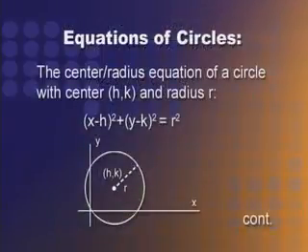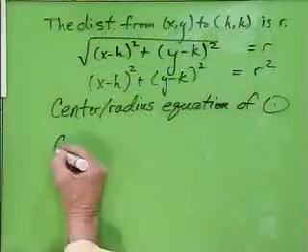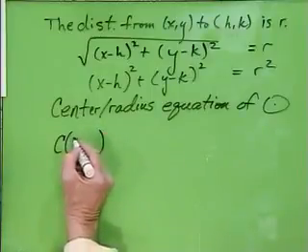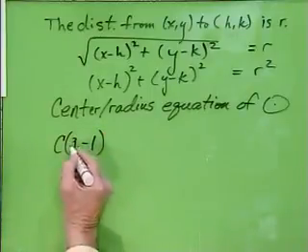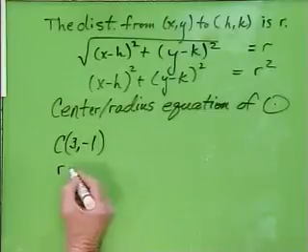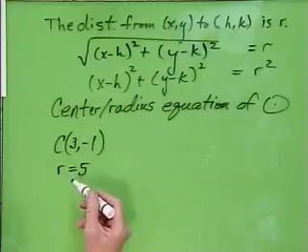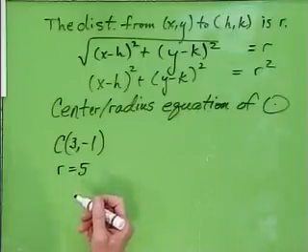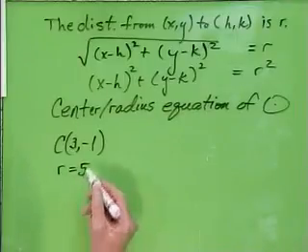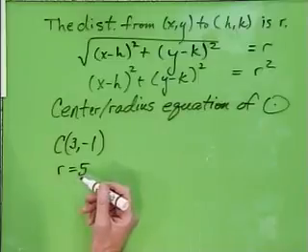Yeah, the center radius equation is (x minus h) squared plus (y minus k) squared equals r squared. And we've just derived that formula. Let's work an example right below this on the screen. Suppose we had a circle whose center was at (3, -1). And let's say its radius was 5. We know the center, we know the radius, so that circle should be, as they say, well defined. There's only one such circle with this center and this radius. So what is its equation?